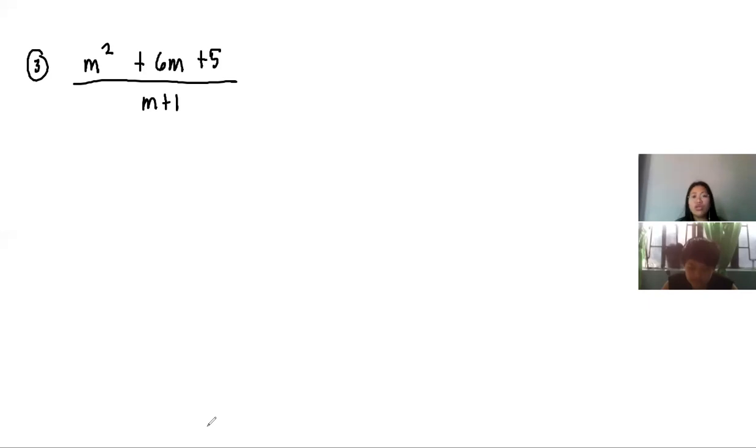Okay. So, m plus 1, you have nothing to simplify. M squared plus 6m plus 5, you cannot use CMF. Okay? CMF is not allowed. So, what will we do? We'll do trinomial factoring. What did I teach you last time? M squared plus 6m plus 5. Okay? We'll go down.